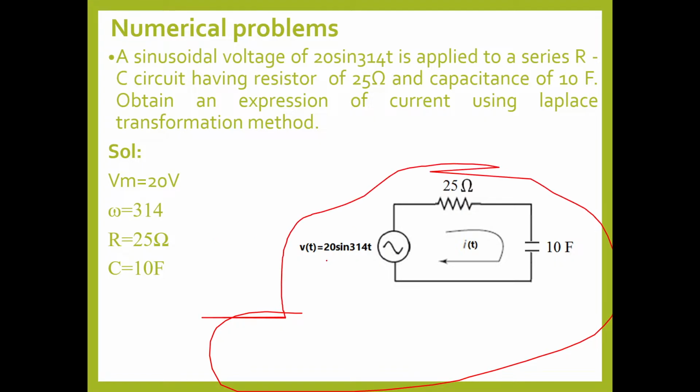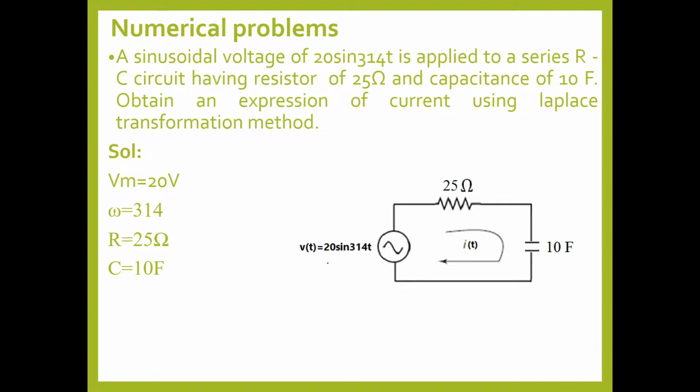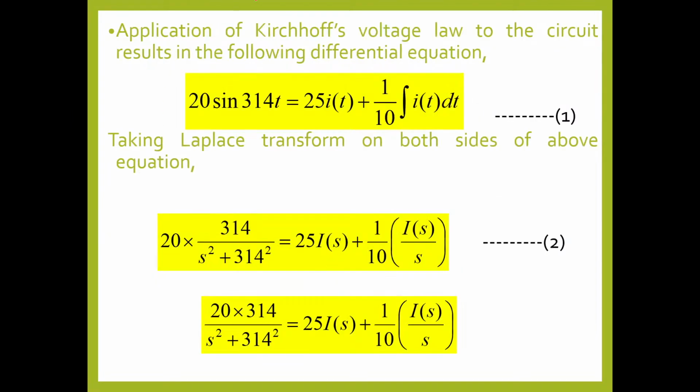And I wrote some terms from the circuit. Here you can see v of t is 20 sin 314t. 20 is nothing but Vm, 314 is nothing but omega. The R value and C value are already given in the question, so even if you don't write them, it doesn't matter. Now apply KVL to the above circuit and write the KVL equation for the given circuit.